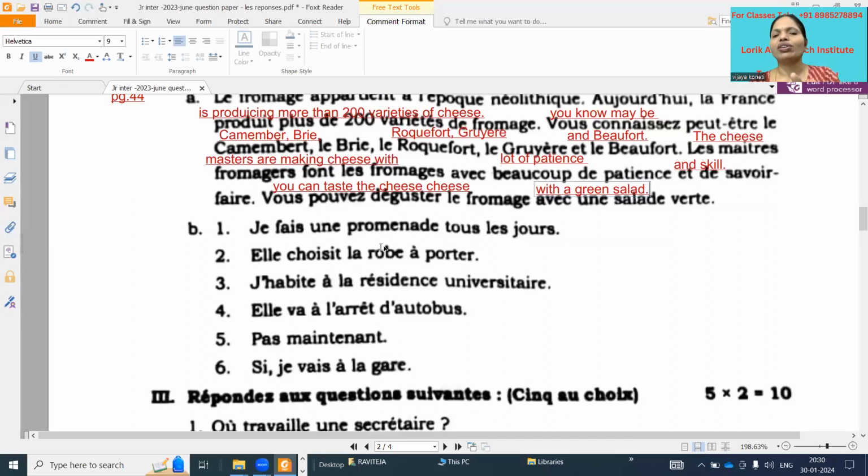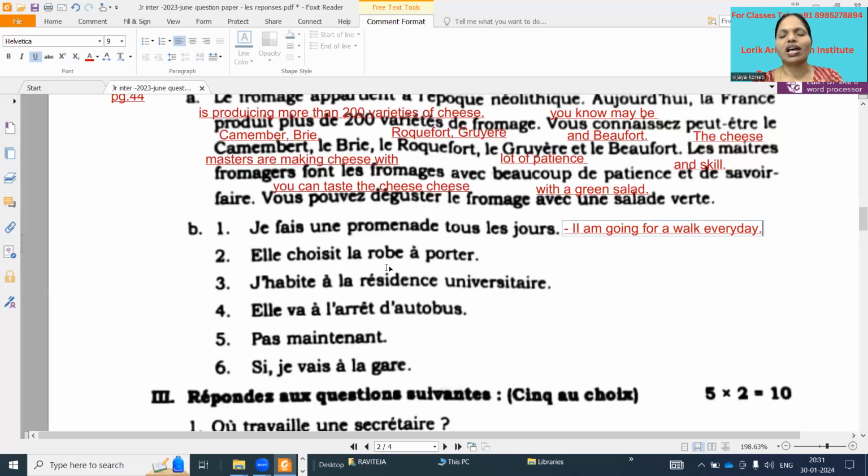The first one: je fais une promenade tous les jours. I am going for a walk every day. Tous les jours means every day, or all the day, depending on the situation. Here it is every day. So I am going for a walk, or I am doing a walk, anything. I'm going for a walk every day.